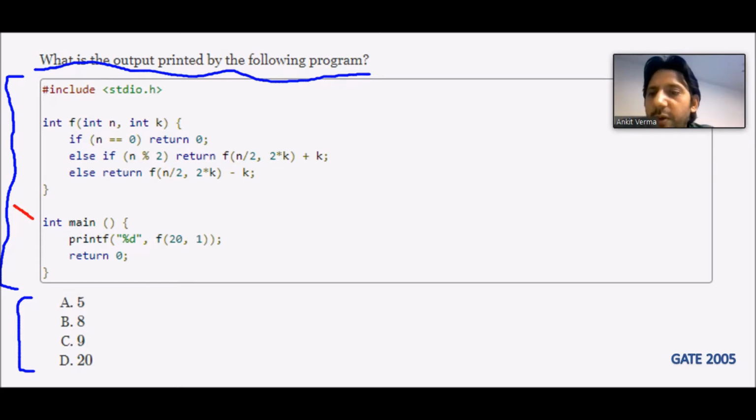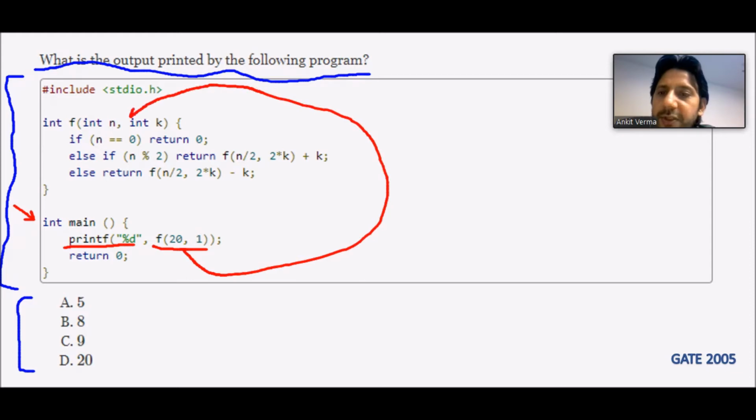First of all, the program will go to main. In main, it is saying printf %d. Now you have to print, but in the print they are calling a function f(20, 1). So this is going to call the function f, where 20 and 1 will be the values of n and k.